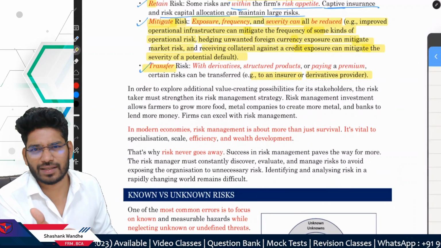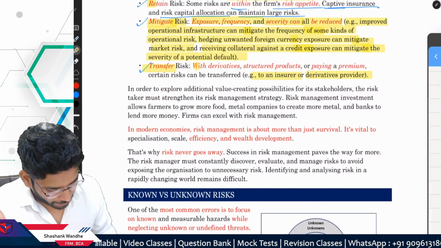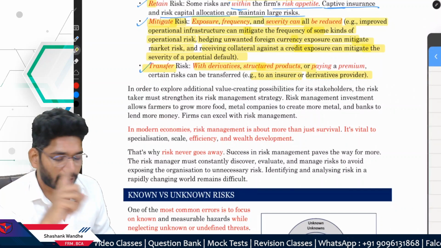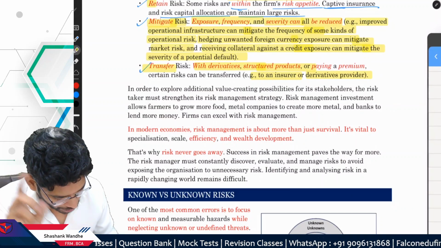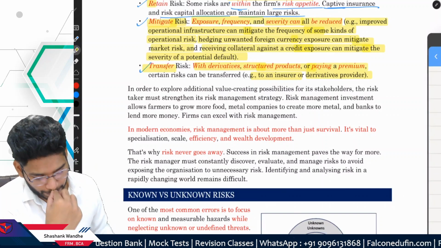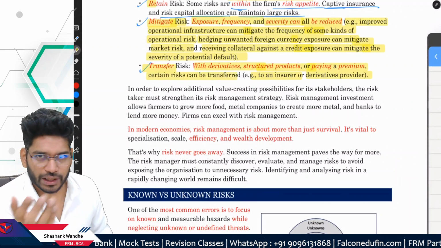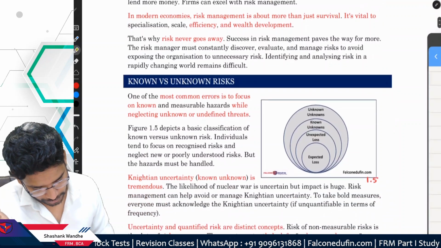So simple, very simple. So with the help of derivatives, structured products. What are structured products? We will discuss it in detail in later chapters. Or by paying a premium, that is for the insurance only, okay.